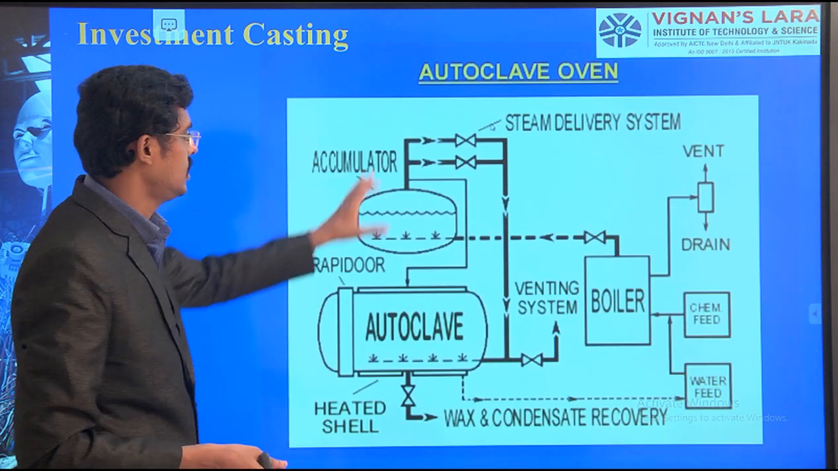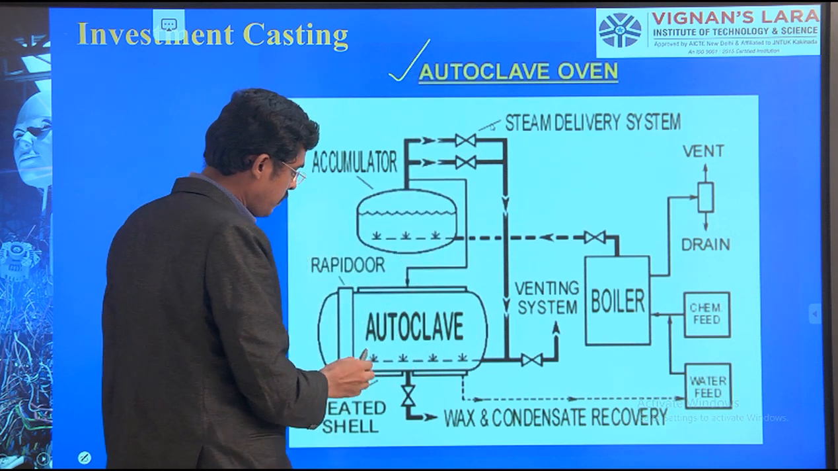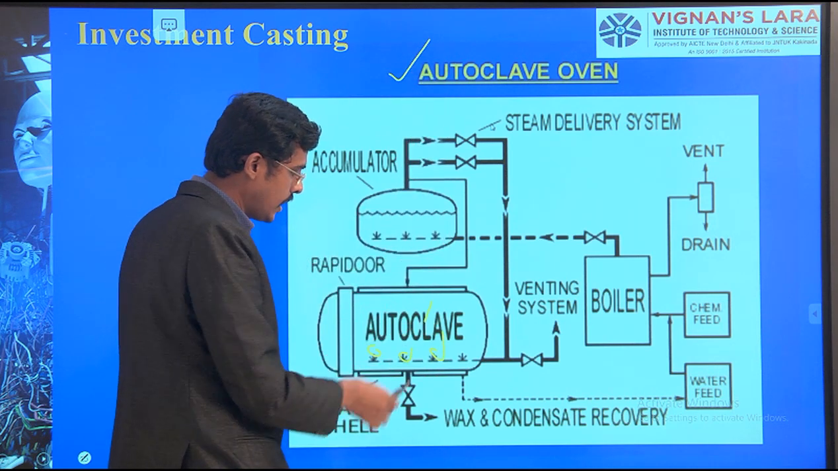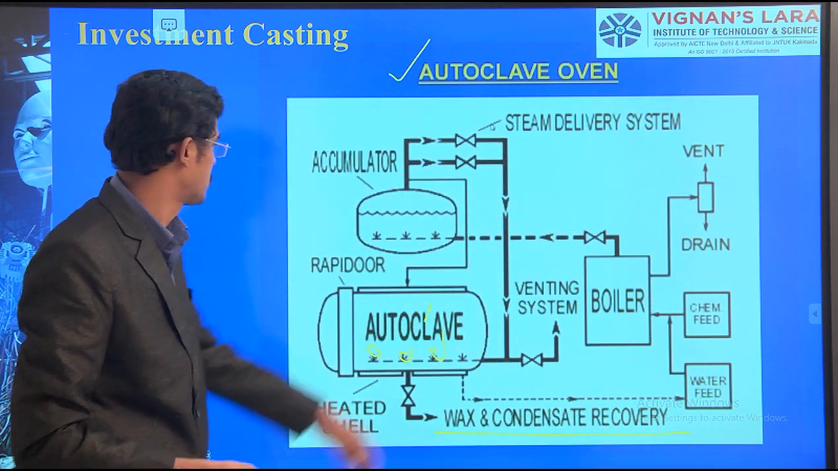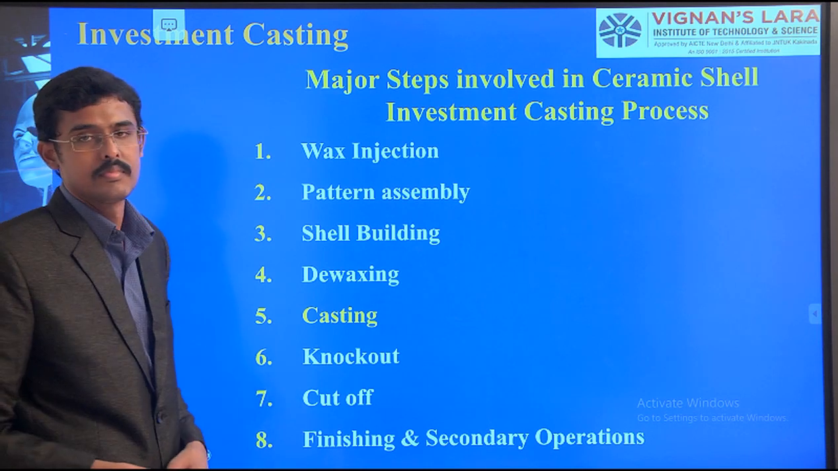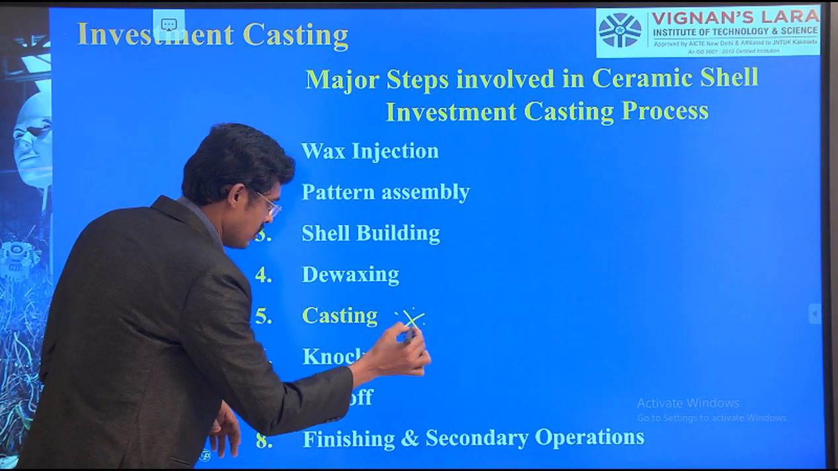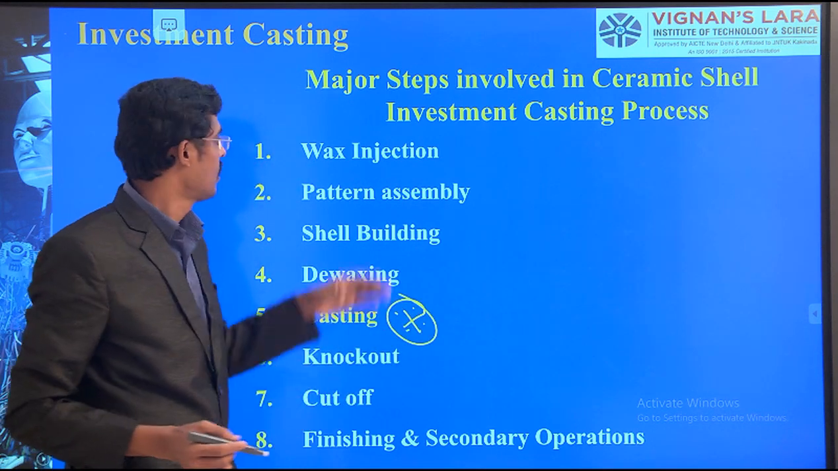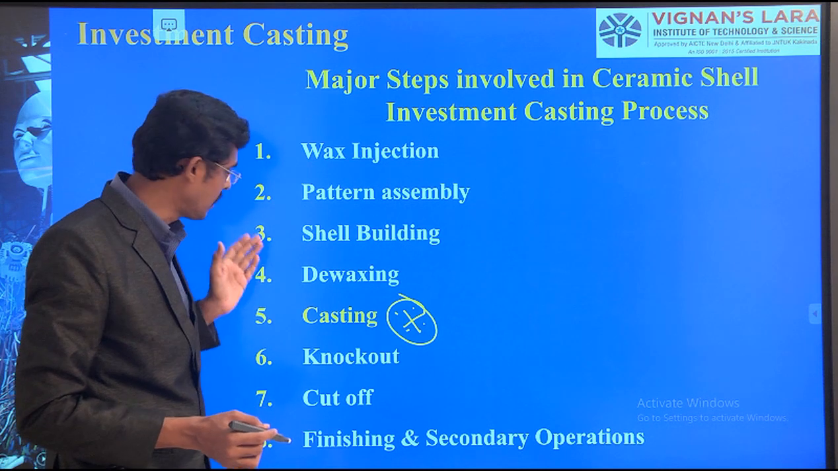This is the setup of an autoclave oven, where we keep the mold, and it will be heated, and the wax can be recovered. We are taking out some oven setups, oven circuits. Now, very important: we came here after the injection, dewaxing, and shell molding, all dewaxing done. We will come to the casting process.